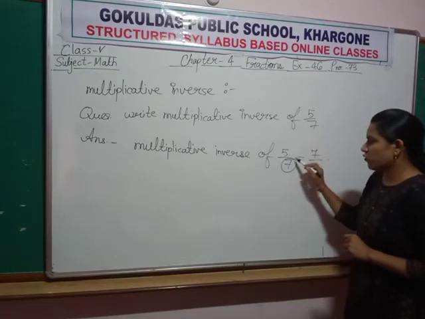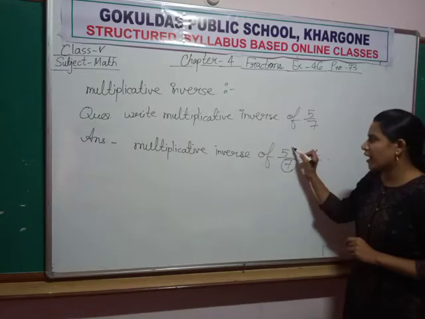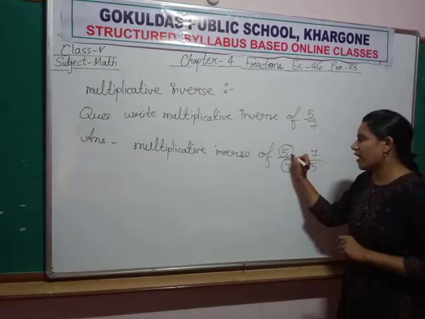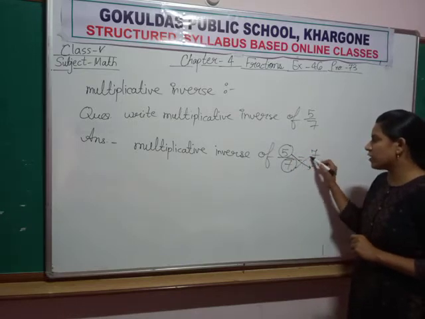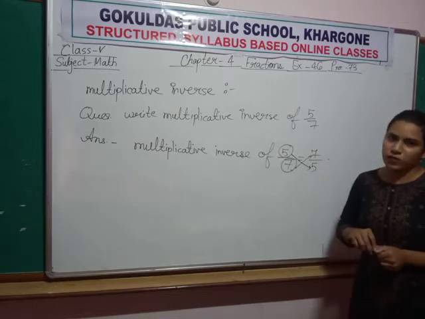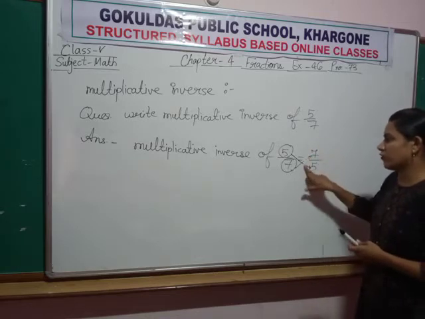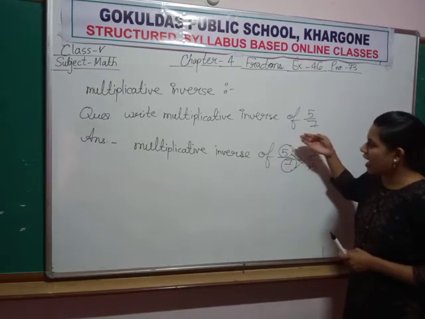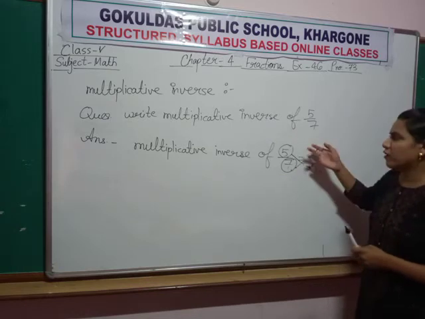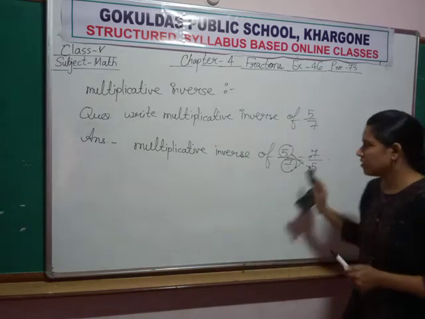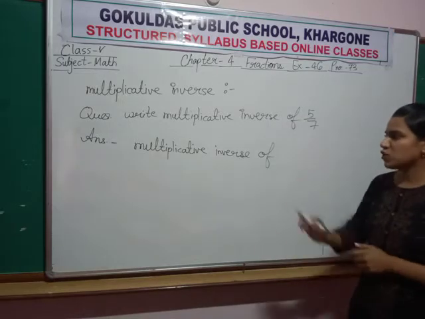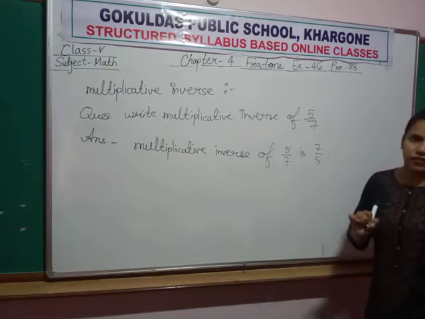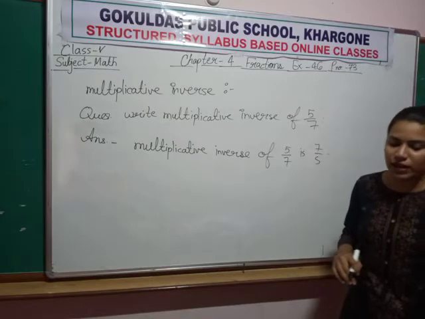We invert this. 7 is the denominator here and 5 is the numerator. So what will be its multiplicative inverse? The number 5 will go in the denominator and the number 7 will go in the numerator. We write the denominator in the numerator's place and the numerator in the denominator's place, and we call it the multiplicative inverse. It means we invert their places. So the multiplicative inverse of 5/7 is 7/5. I hope you understand how to write a multiplicative inverse.